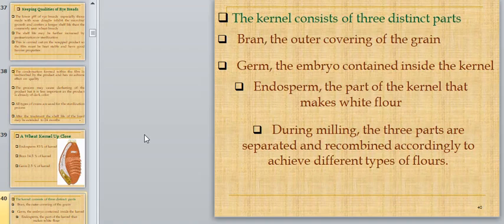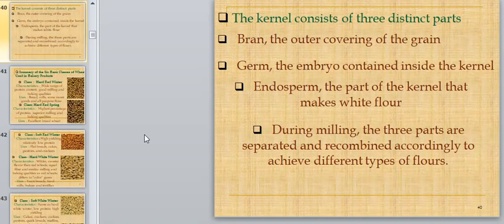These basic parts, during the milling process, which is also a processing step, we separate all of these three basic parts. We separate them, and then the industry recombines them according to its requirement. It depends upon what type of flour we want. What is the requirement of the industry? What is the requirement of the consumer? Accordingly, we recombine all of these basic parts and make the flour.